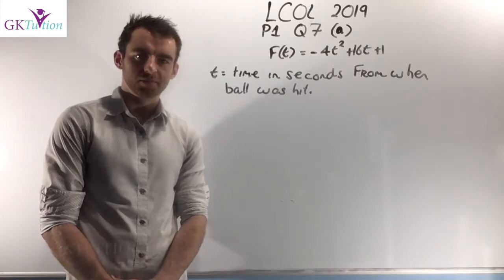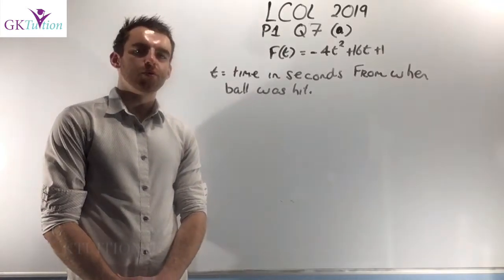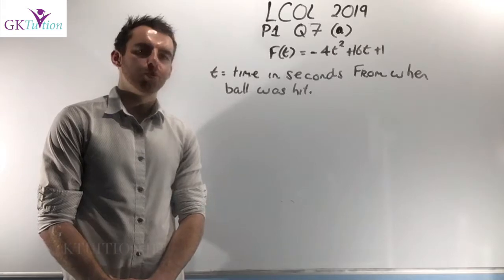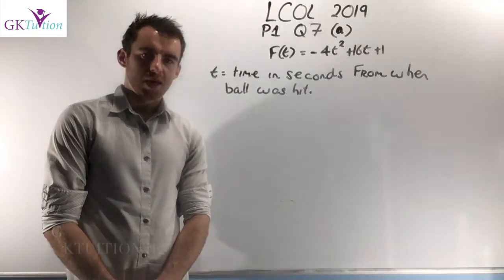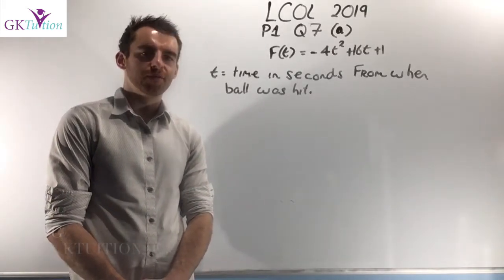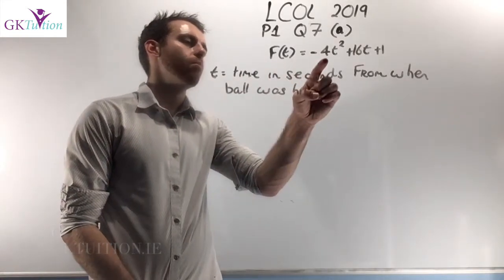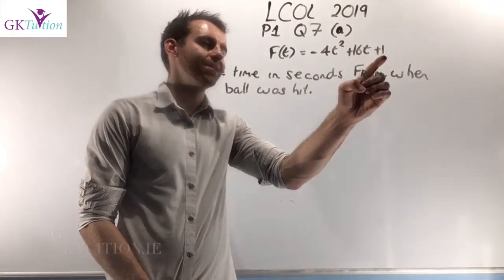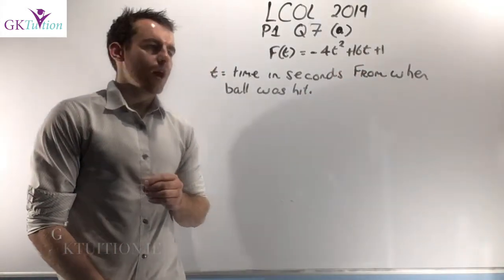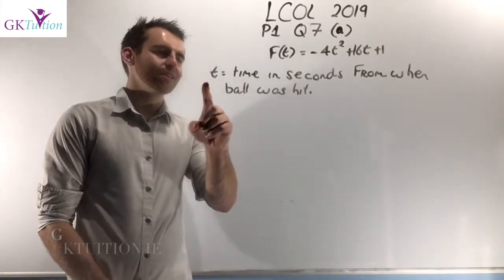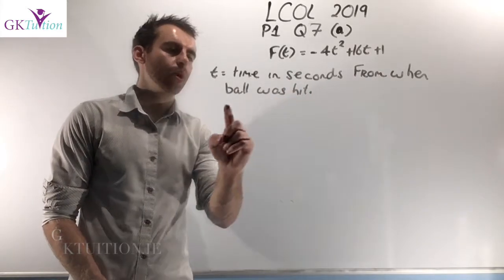functions, graphs and differentiation. Now the question that I've chosen to go through here is 2019 paper 1 question 7. In this question we're told that the flight of a camogie ball can be represented by the function minus 4t squared plus 16t plus 1. And we're told that t is the time in seconds from when the ball was hit.